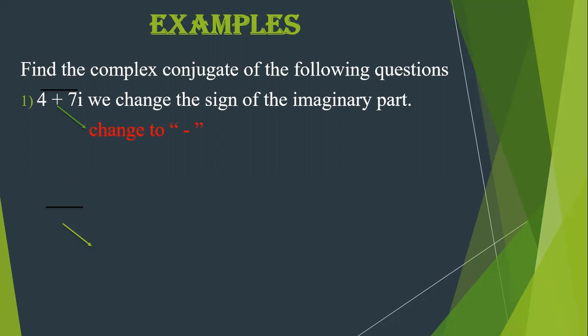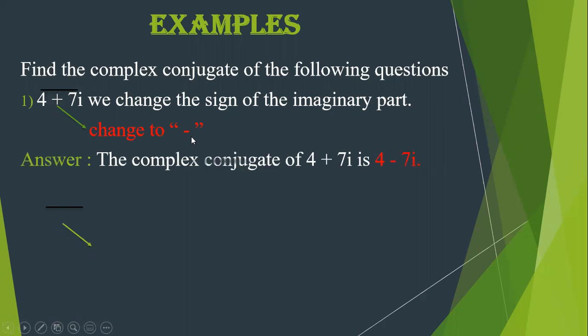Find the complex conjugate of the following. Number 1, 4 plus 7i. So is 4 the imaginary part? No. Is 7i the imaginary part? Yes. What is the sign of the imaginary part? It is plus. So we're going to change this plus to a minus. So what would be the answer? The complex conjugate of 4 plus 7i is 4 minus 7i.